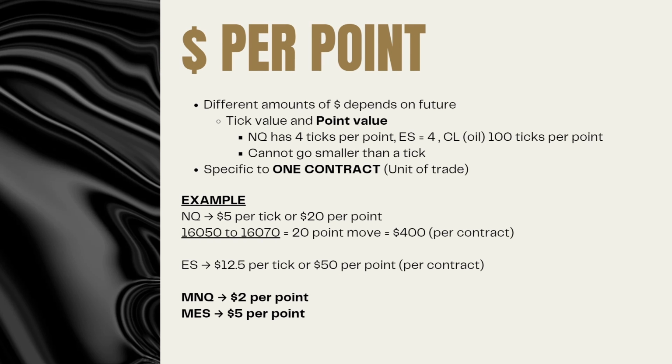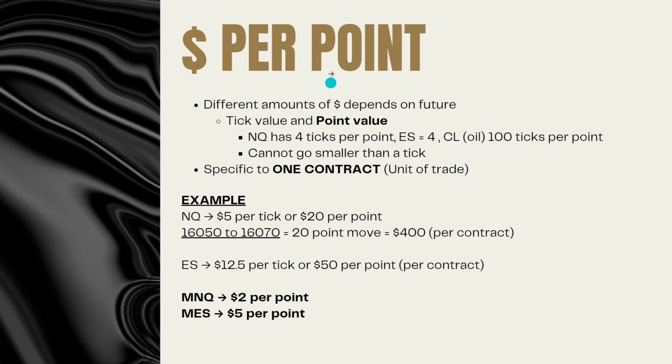So there's different amounts of dollars depending on the future contract, as always. So we'll look at NASDAQ for the most of this. There's tick value and there's point value. You're going to be most commonly using the point value. The tick value you do need to understand, but you're not going to be using it as much to calculate risk. So if you reference the previous slides, NQ has 4 ticks per point, and you cannot go smaller than a tick. And this is also specific to one contract.